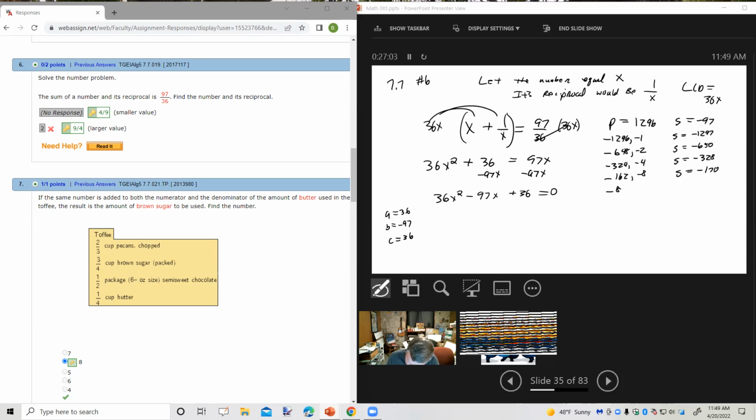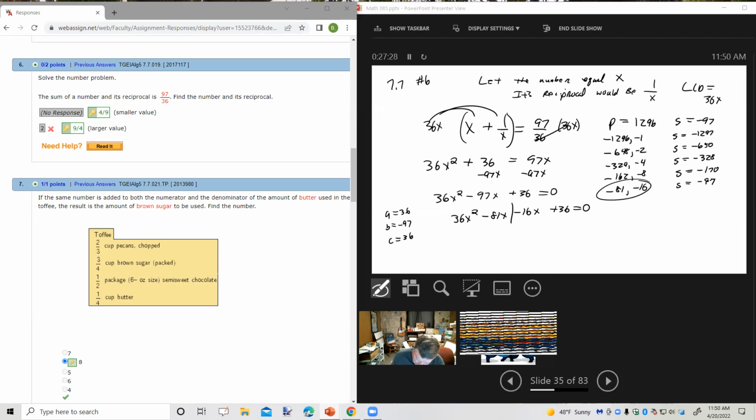But I can cut that in half, negative 81 and negative 16. And the sum is negative 97. Oh, there you go. Bingo. Okay. So there's our two numbers. 36x squared minus 81x minus 16x plus 36 equals 0.